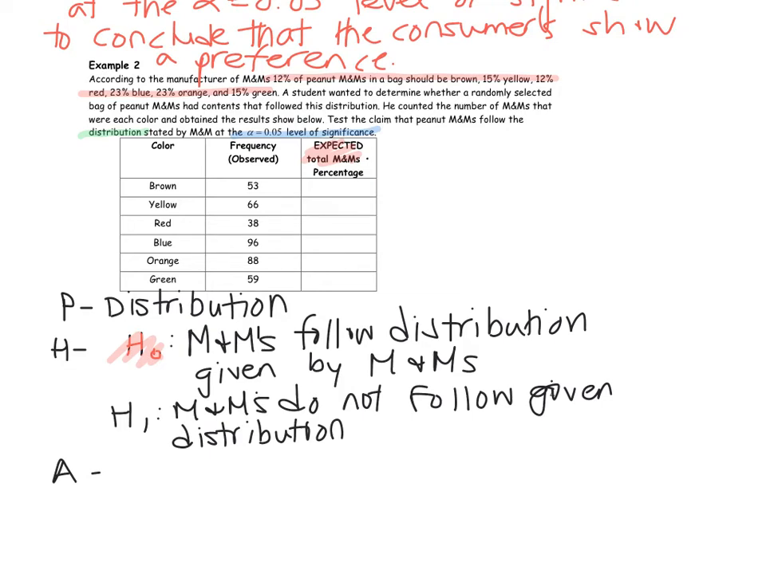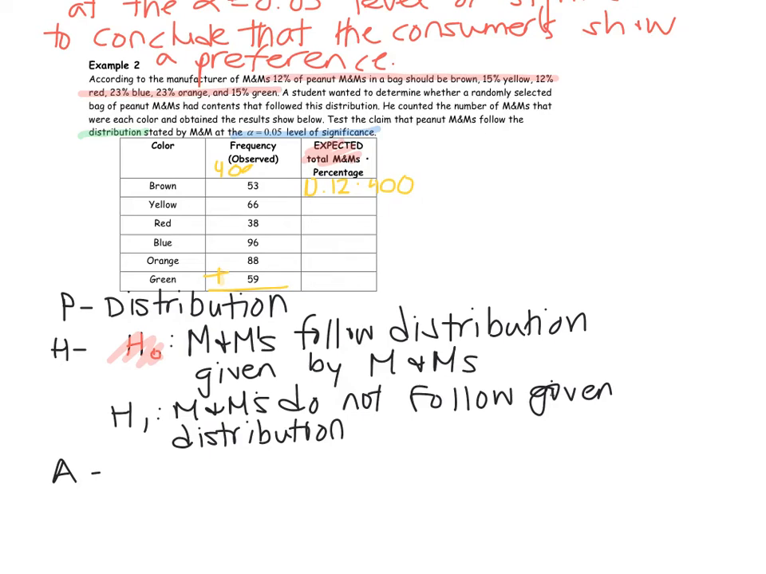So we would first have to figure out how many M&Ms there are. We could add up this whole column and see what kind of total we have. And we have 400 M&Ms. So if it did follow the distribution, then the brown should be 12% of 400. All right, and we would just continue on that pattern.